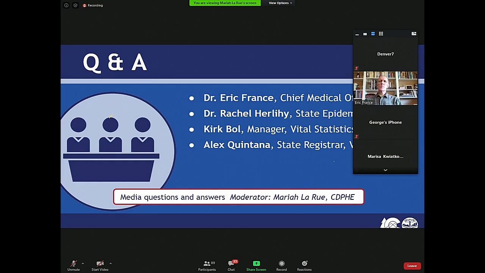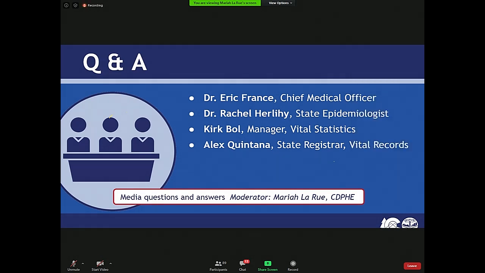Both. So we are asking for facilities to report information directly to us, and we have an investigation process where we or our local public health partners work with facilities to investigate cases and deaths that occur in those facilities. But part of our process is also looking at death certificate data.